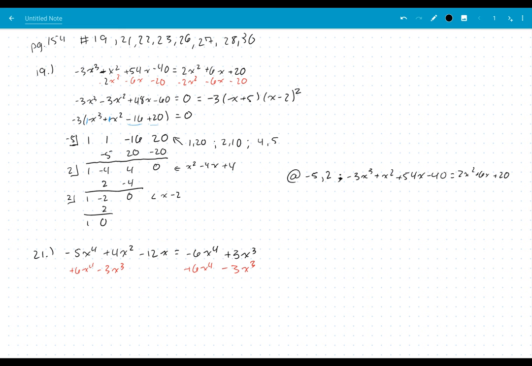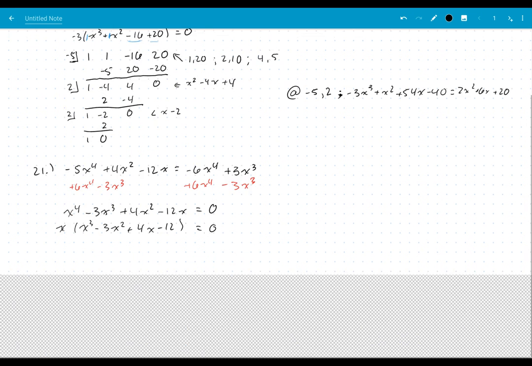And we get x to the fourth minus 3x cubed plus 4x squared minus 12x equals 0. So our first 0 is obvious. That's going to be x, right? So we can take the x out and we get x cubed minus 3x squared plus 4x minus 12 equal to 0. All right.